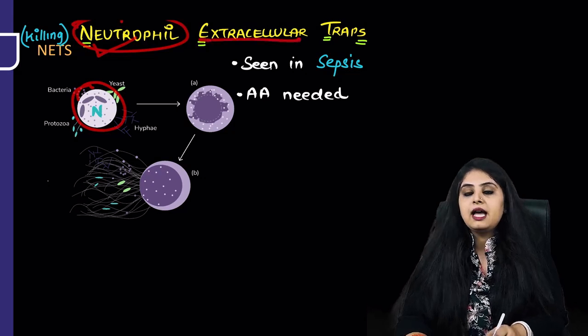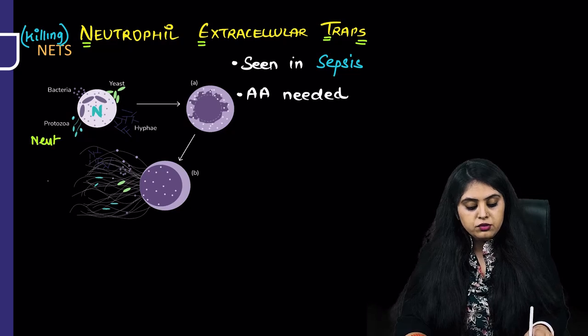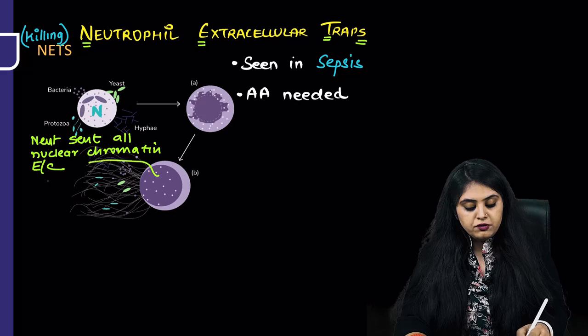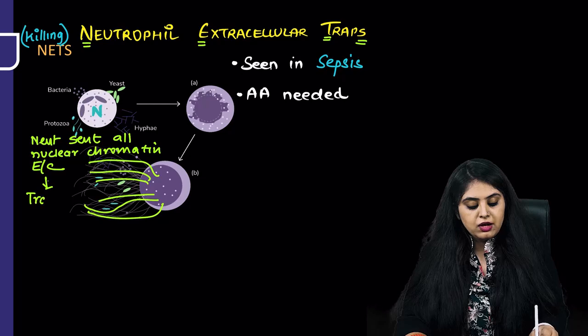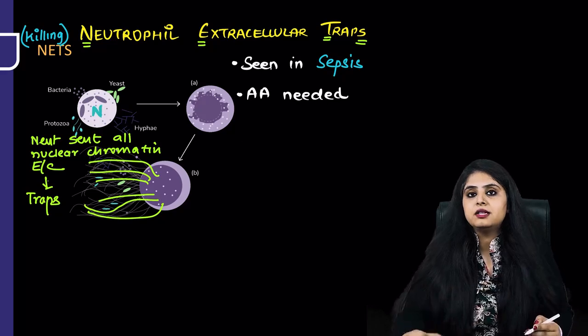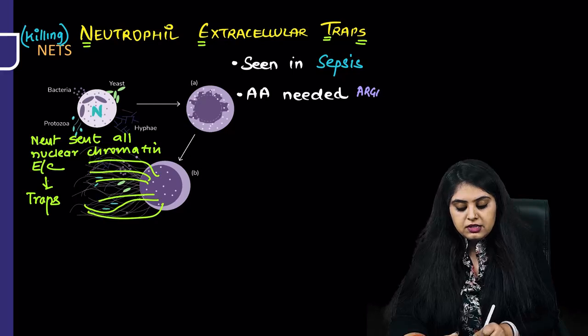Where will the killing happen? Extracellular. This time, what will the neutrophil do? The neutrophil will send all the nucleus outside. All the nuclear chromatin is sent extracellularly. Can you see? The neutrophil has sent all its chromatin outside. And what will they go and do outside? They will make traps. They will trap the bacteria and viruses and kill them. For this entire process, the amino acid that is needed is arginine.